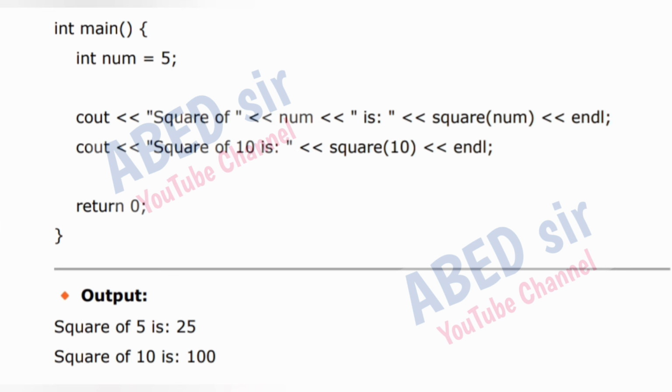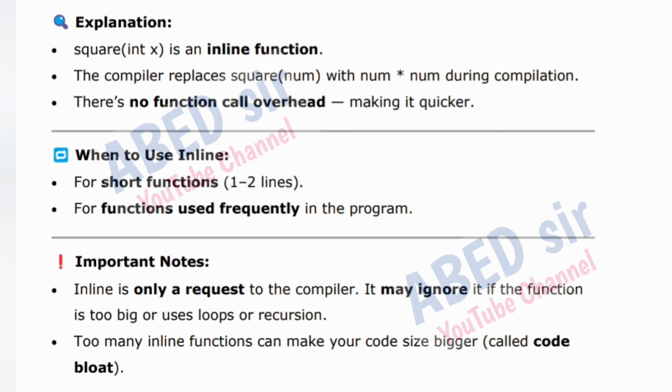Output: Square of 5 is 25. Square of 10 is 100. Explanation: square(int num) is an inline function. The compiler replaces square(num) with num * num during compilation. There's no function call overhead, making it quicker. When to use inline? For short functions, one to two lines. For functions used frequently in the program.